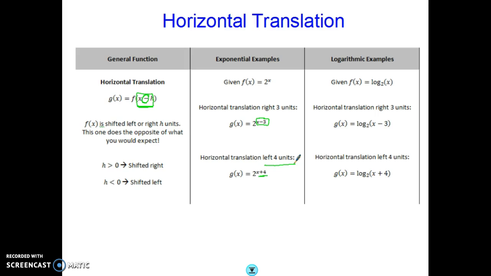For our logarithmic example, right, we'll start with our same parent function, log base 2 of x. Same idea here. Wherever I used to have just an x, I now have to have x plus or minus something. So to go to the right 3 units, think the opposite of what you would normally expect, right? In order to go to the right, I have to have x minus 3. In order to go left 4 units, I actually have to go x plus 4, right? So again, anywhere for horizontal, anywhere you used to see an x, you're replacing it with x plus or minus something.